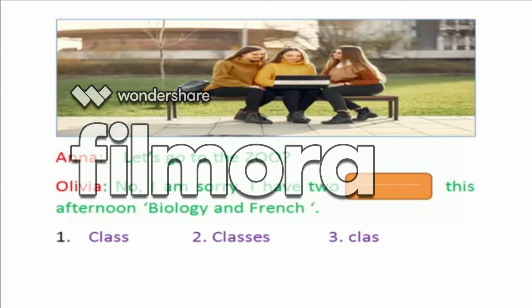Let us read the dialogue between Anna and Olivia. Anna says or suggests, let's go to the zoo. Let's go to the zoo. Olivia says, no, I am sorry. I have to this afternoon biology and French. Again, Anna. Let's go to the zoo. Olivia. No, I am sorry. I have to this afternoon biology and French.